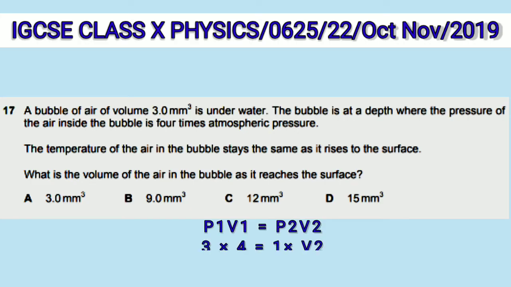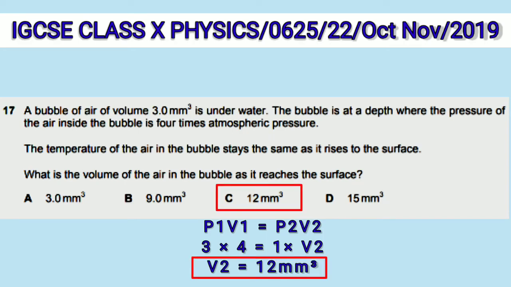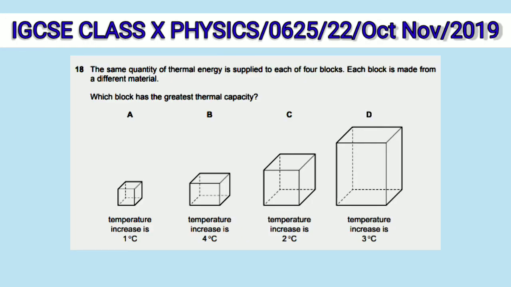So we have 3 into 4 is equal to 1 into V2. So we get V2 is equal to 12 millimeter cube. So the correct answer is C, 12 millimeter cube. 18th question. The same quantity of thermal energy is supplied to each of 4 blocks.